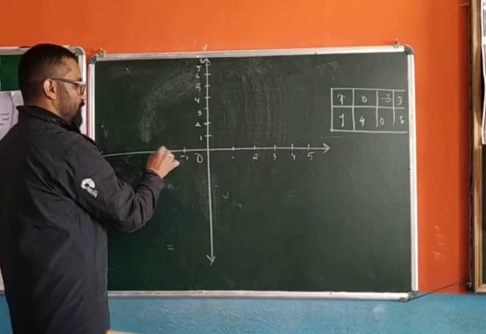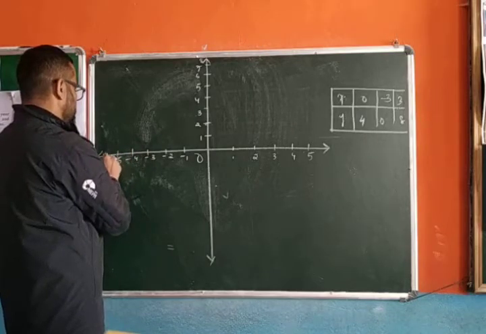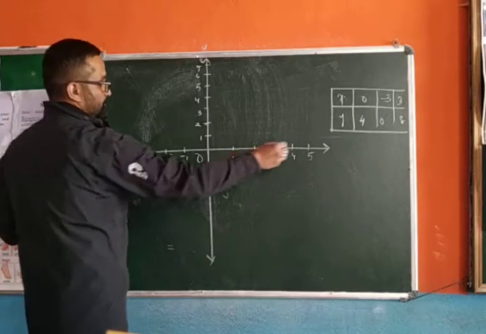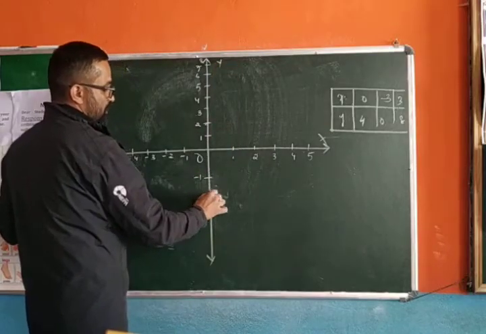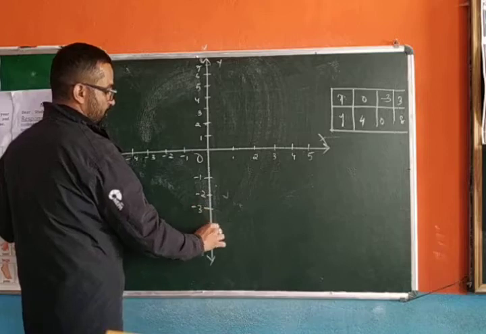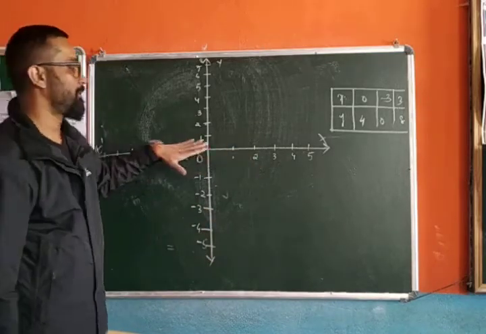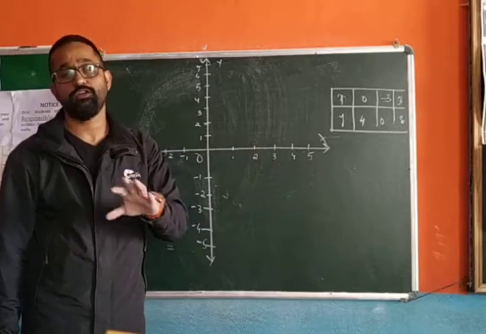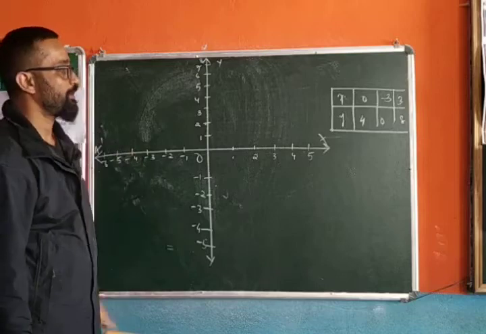Minus 1, minus 2, minus 3, minus 4, minus 5, minus 6, minus 1, minus 2, minus 3, minus 4, minus 5. It is not randomly marked. You have to use a ruler, or by looking at the graph you have to use the scale.